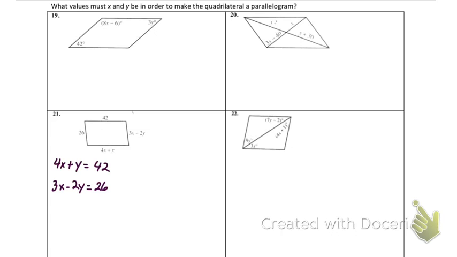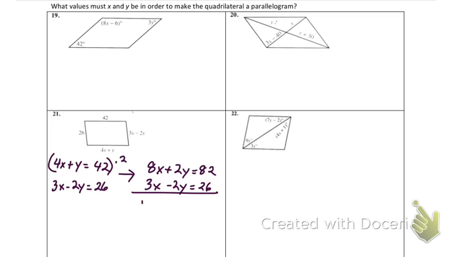I'll just start that. What I would do is I'd probably multiply this one by 2, which is probably what I did in my notes, which would be 8x plus 2y equals 82, over 3x minus 2y equals 26, which would give me 11x. That would turn to 0.